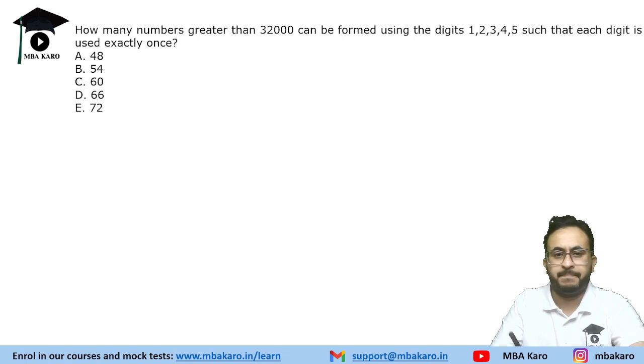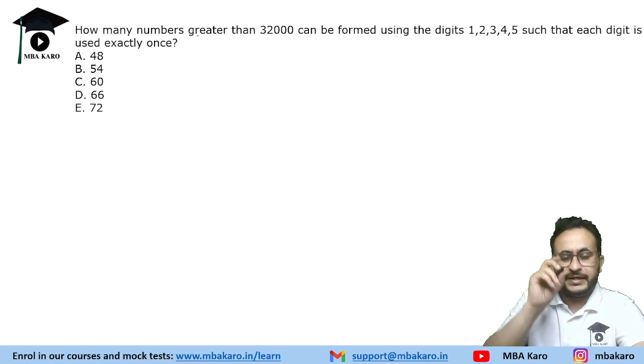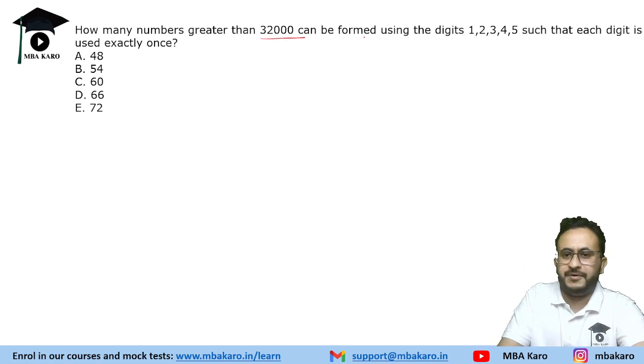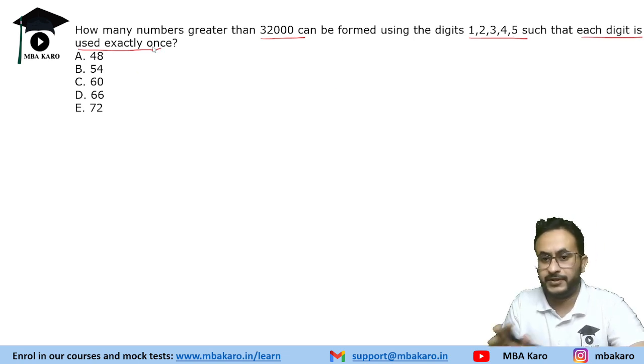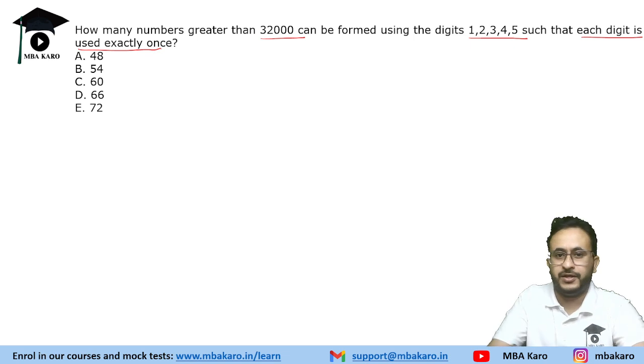How many numbers greater than 32,000 can be formed using these digits 1, 2, 3, 4, 5 such that each digit is used exactly once? Okay, they should be greater than 32,000. Okay, so first digit definitely cannot be 1 and 2.